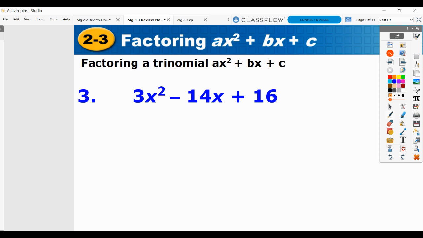Okay, so now we got this one. We got 3x squared minus 14x plus 16. Okay, so we're just trying to figure out what did it look like in the beginning. First, we're going to set up our boxes.